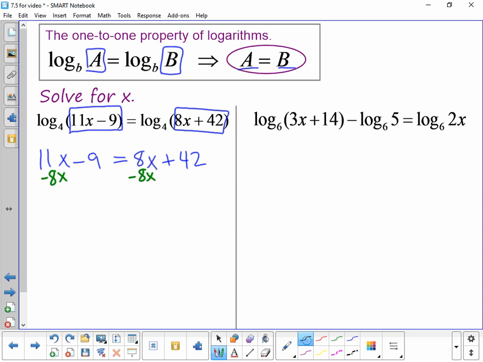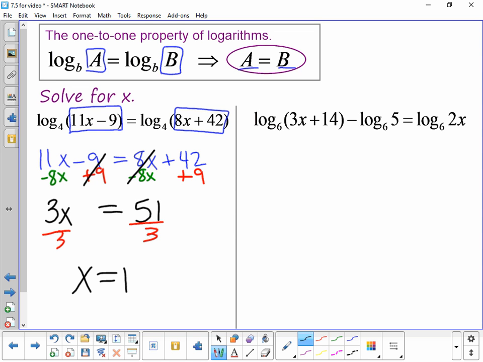If we subtract the 8x, we end up with a 3x. And maybe we want to add that constant to the other side. So we end up with 3x is equal to 51. And if we divide by 3, we come up with the solution x equals 17. And if you do a quick mental check there, you'll see that that works just fine. The second one is a little bit more complicated.